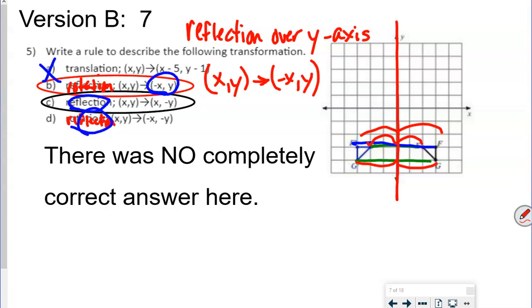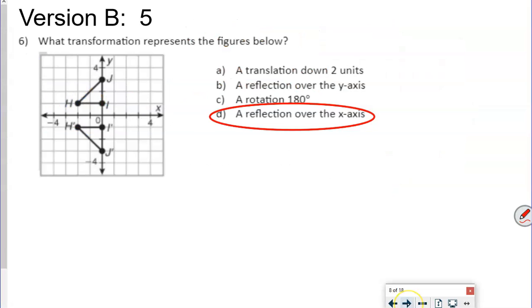So once again, if you chose B, or C, or D, we gave you credit because there was no correct answer. Now, if you chose A, you got it wrong because there was nothing about that right, okay? All right, now the next one is number 6.